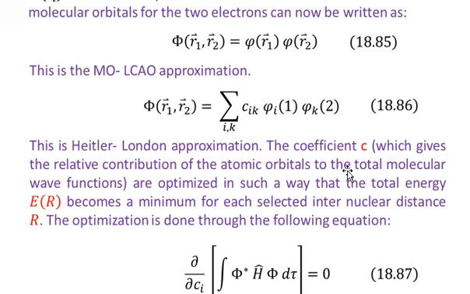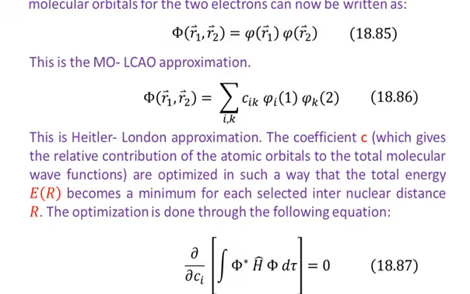The coefficients C, which give the relative contribution of the atomic orbitals to the total molecular wave functions, are optimized in such a way that the total energy of R becomes a minimum for each selected internuclear distance R. That is, for each value of R, you would like to minimize this wave function for the energy. The optimization is done through the following equation.